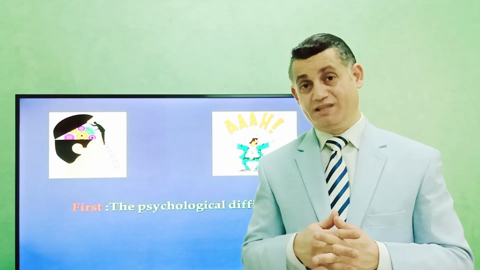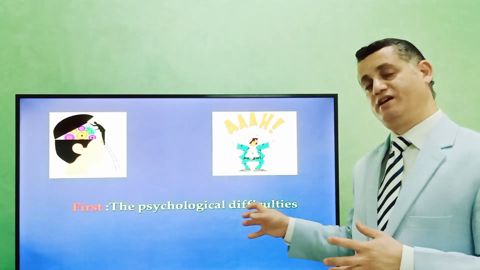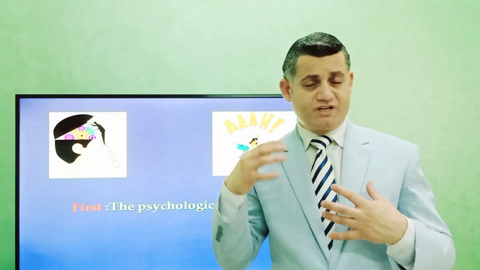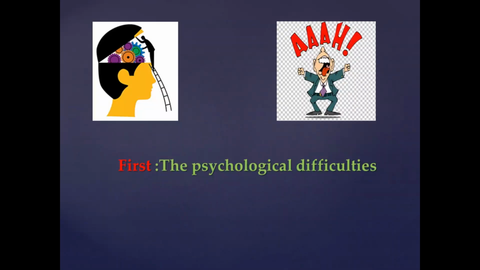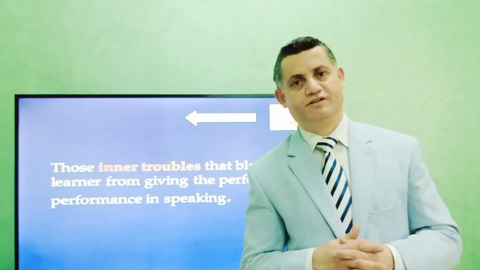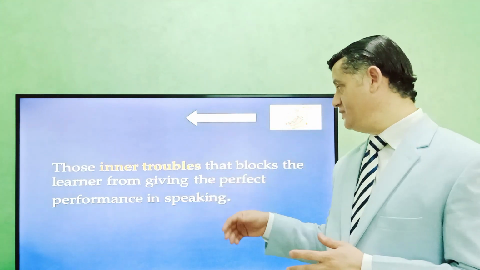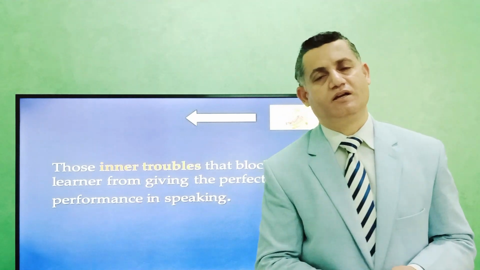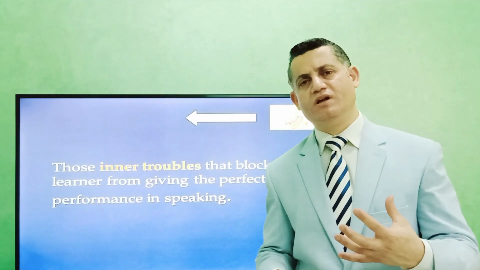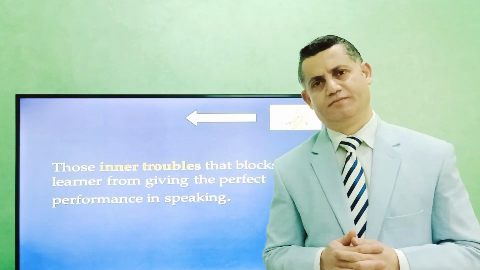First, we'll discuss psychological difficulties. The person in his mind has so much trouble. The feeling of stress, tension, frustration, and so on. All these factors push him to stop. Why? The psychological factors, those inner troubles that block the learner from getting the perfect performance speaking. Something inside me blocks me. Why?